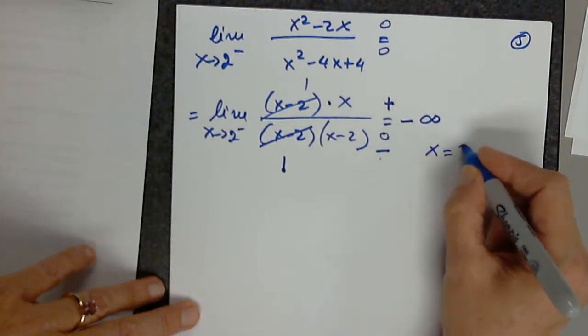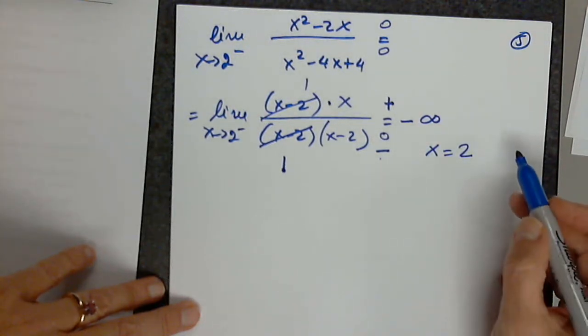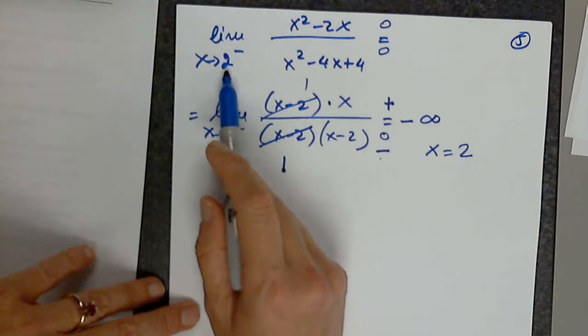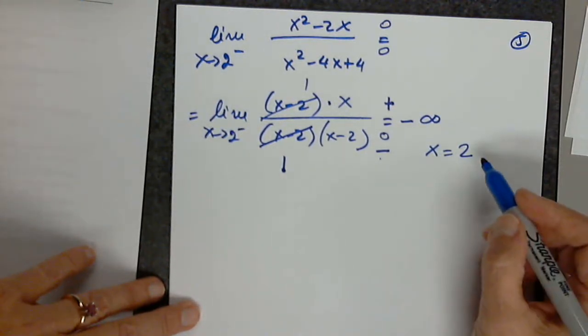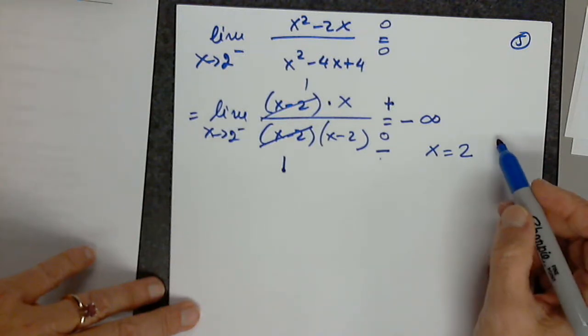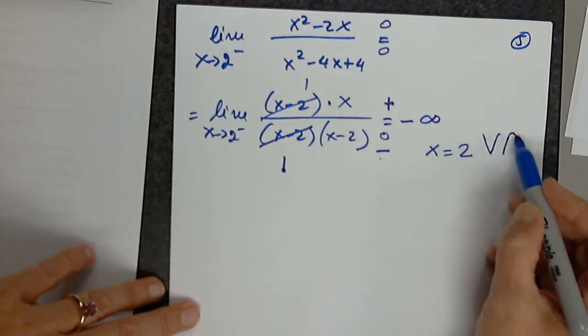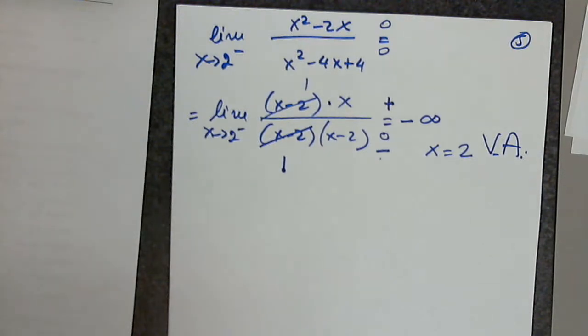What do we conclude about x equals 2? As x approaches 2 from the left, the function values approach negative infinity. Therefore, x equals 2 is a vertical asymptote. Very good. Perfect. Okay.